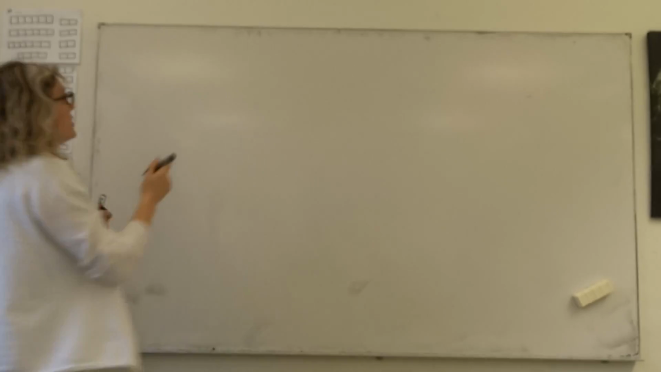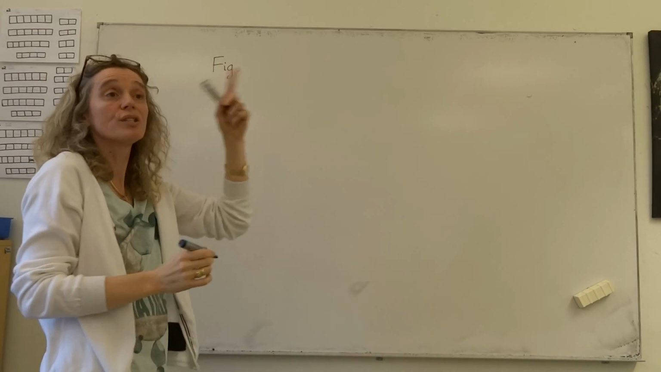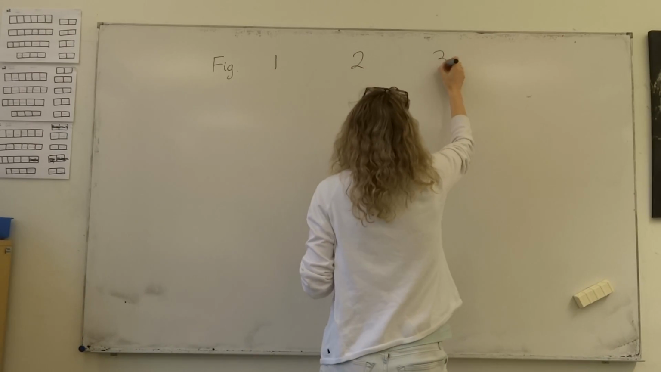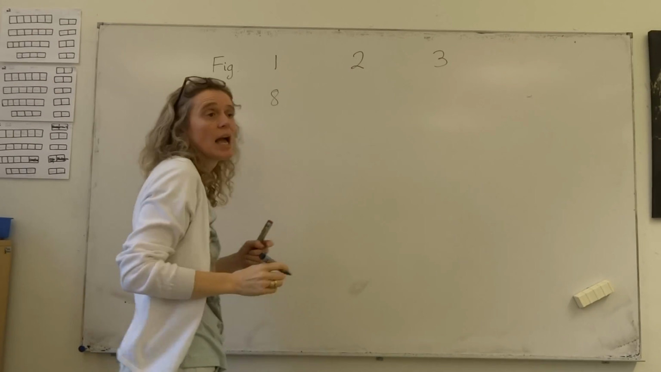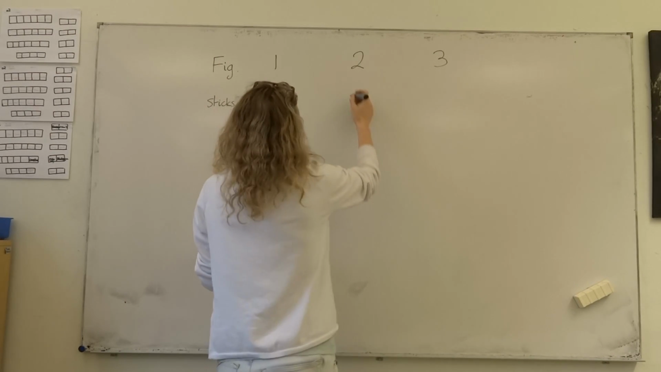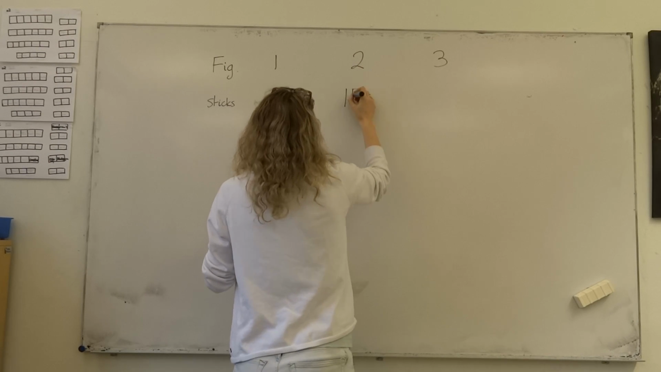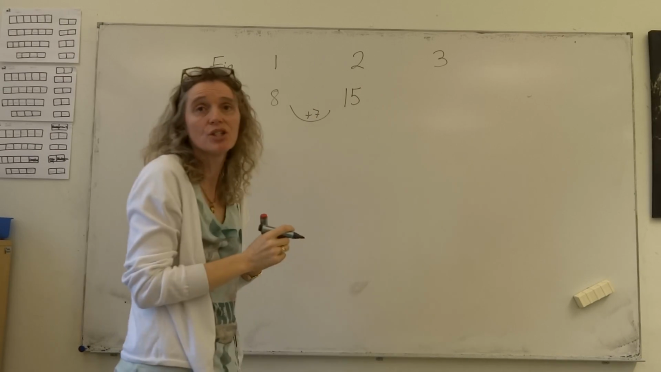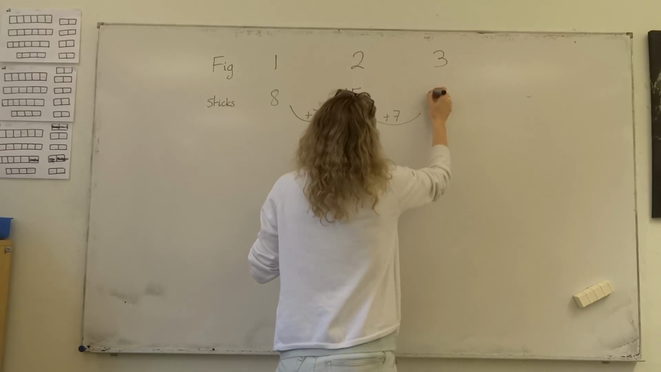Then we have series 1, and we don't need to sketch it. We've got a hexagon that's connected at an octagon at one face. So we have figure 1, figure 2, figure 3. In figure number 1, we have 8 sticks, and then because they have one connecting face, in figure number 2, there will be 8 plus 7, 15 sticks. So the difference here is we're adding 7 sticks each time because they have one edge that's connecting. Plus 7 again here, we'll get 22.